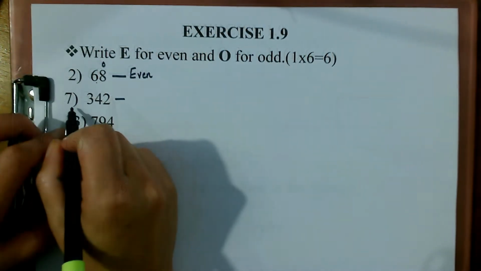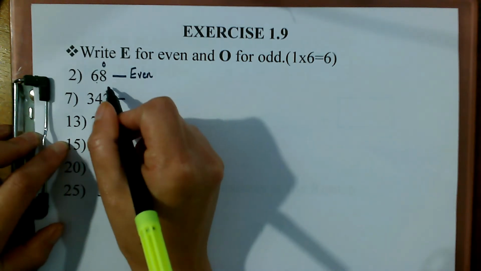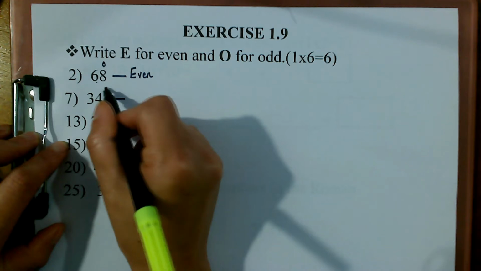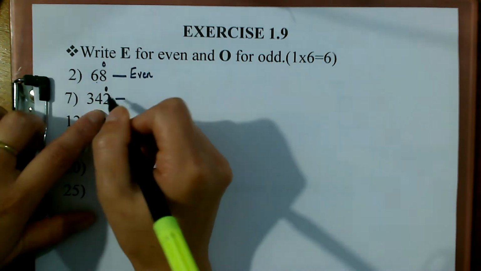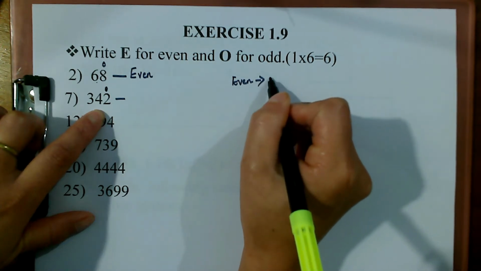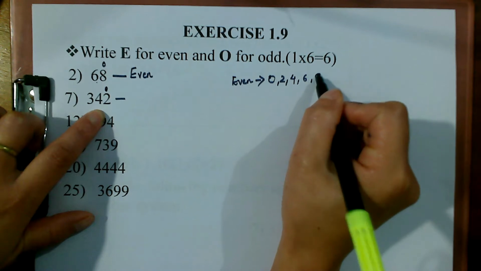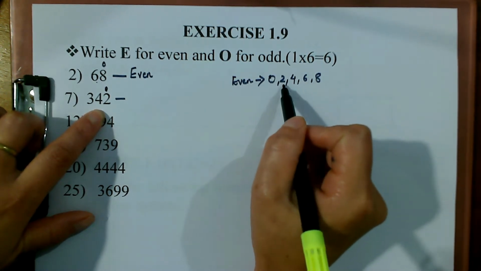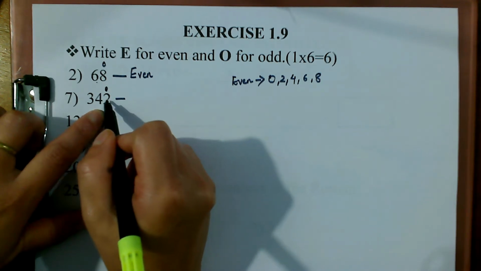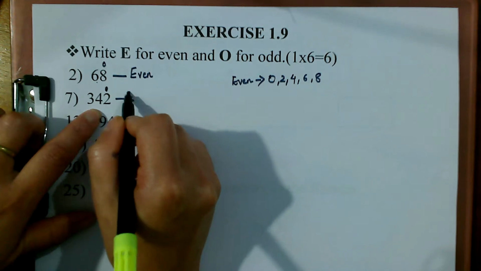Question number 7, 342. You have to look at the number in the ones place. The number in the ones place is 2, and 2 is an even number. While finding if it is even or odd, even numbers are 0, 2, 4, 6 and 8. So the digit 2 in the ones place is even, so these numbers are even. So you have to write even.